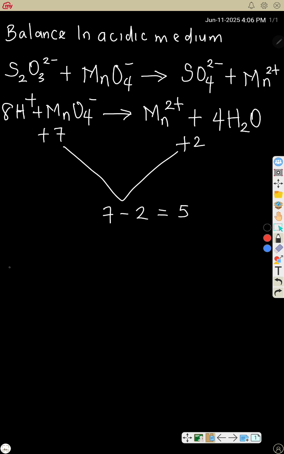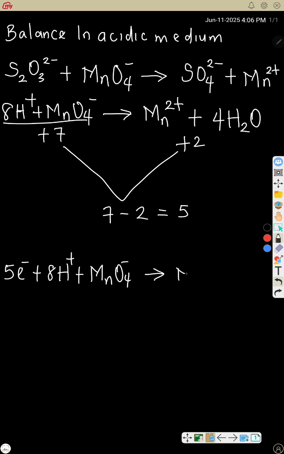So that will be 5e minus plus 8H plus plus MnO4 minus. That is, I added 5 electrons, to give Mn2 plus plus 4H2O. So that means we have balanced this first one.